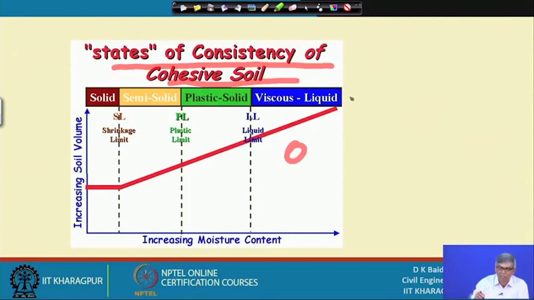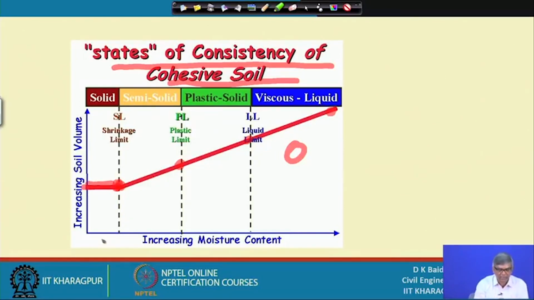And on drying, this side is its volume. Initially suppose the volume was here; on drying at this stage the volume becomes this, at this stage the volume becomes this, and at this stage whatever volume it reached, further reduction of moisture does not reduce the volume. The volume is constant beyond this.